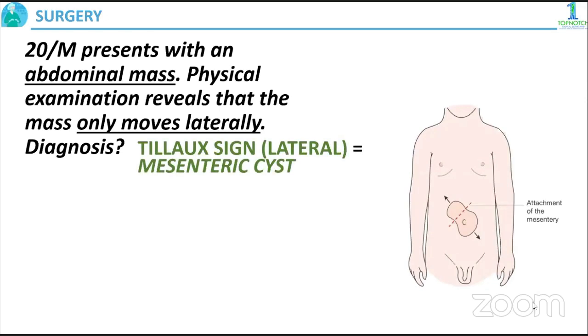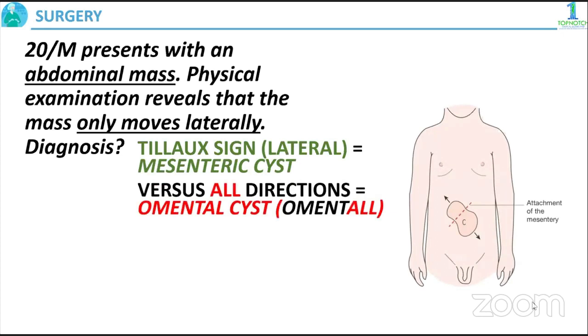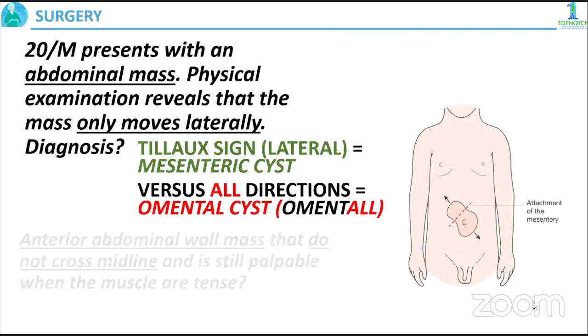As compared to a mass that goes in all directions, your omental cyst, omental, all directions, we can easily visualize them by thinking mesentery, remember, is at the back. It holds your bowels to the retroperitoneum. Your omentum is in the front. It's just lying around, right? So in the mesentery, if you have a cyst there, remember, it's stuck to the peritoneum. It can only move to one side or one direction. Up, left, right, right? If it's in the front, if it's in the omentum, it can go anywhere it wants. So Tilaux sign, mesenteric, omental, all directions.